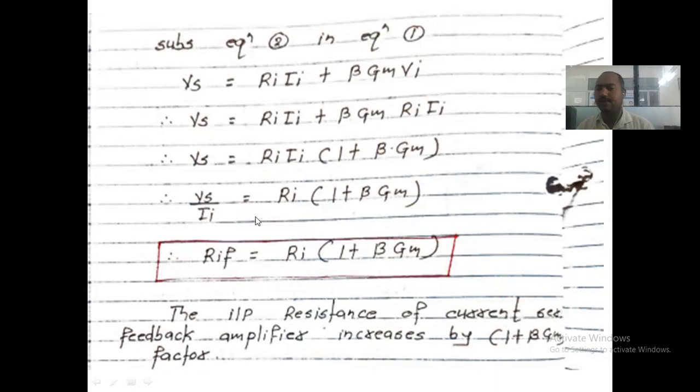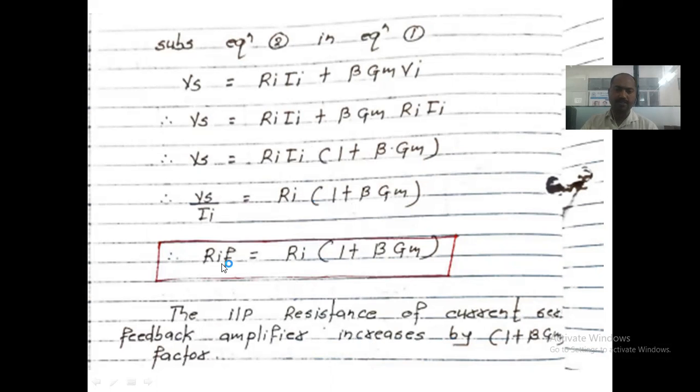And Vi is nothing but Vi equal to Ri into Ii, right? So input voltage equals current times resistance, that is Ri and Ii. So for the Vi we have to write Ri into Ii. So Vs equal to Ri Ii plus beta into Gm Ri into Ii, right? So we take Ri into Ii as common: Ri into Ii into bracket of 1 plus beta into Gm, right? So Vs upon Ii equal to Ri into 1 plus beta Gm, right? 1 plus beta Gm.